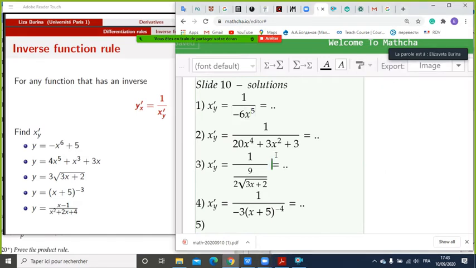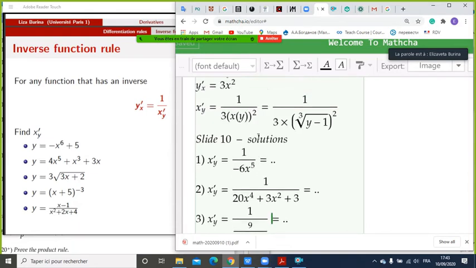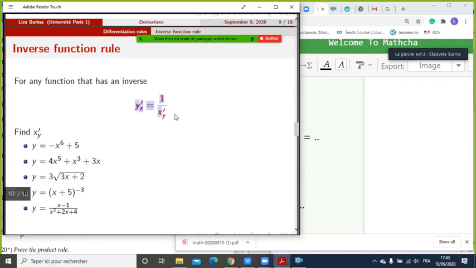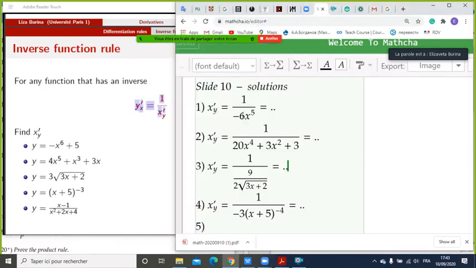The thing is, first we don't find the inverse. First we just go with this formula. So we write this formula first. We find the derivative and we just write it. So we say, okay, the derivative of x in terms of y will be equal to 1 over the derivative of y in terms of x.